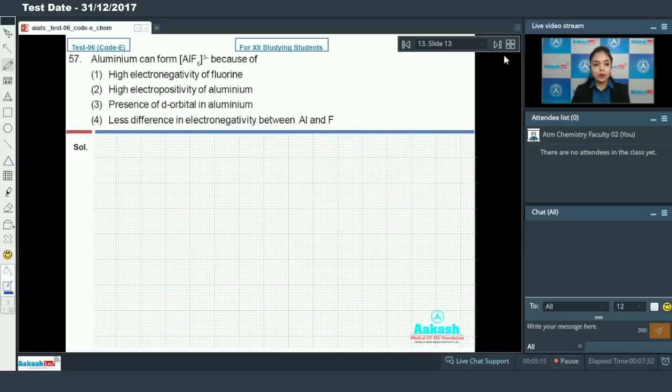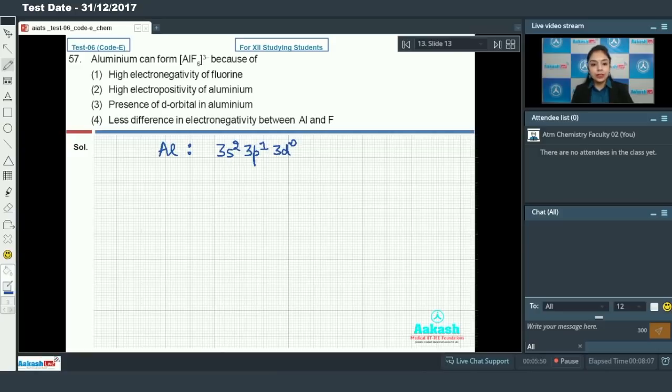So moving on to the next one, we have question number 57, which says that aluminium can form AlF6 negative because of. So students, you must be knowing that the outermost electronic configuration of aluminium is 3s2, 3p1 and 3d0.